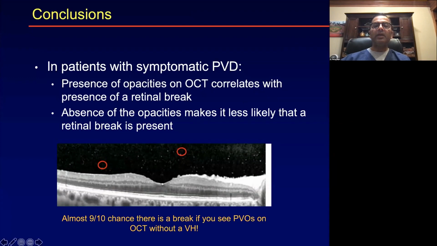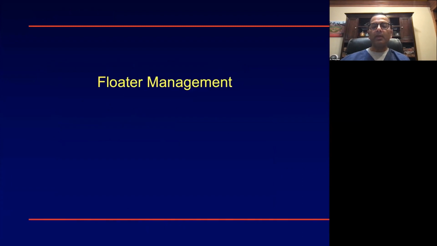So in patients with symptomatic PVD, the presence of these things that we see right here, and this is easy to get, correlates with the presence of a retinal break. The absence of the opacities makes it much less likely that a retinal break is present. So there's almost a 9 out of 10 chance there's a break if you see these findings on OCT. That's really important. And if you see these findings without a vitreous hemorrhage, you really have to look carefully for a retinal break. So that's a very important take-home message with imaging.